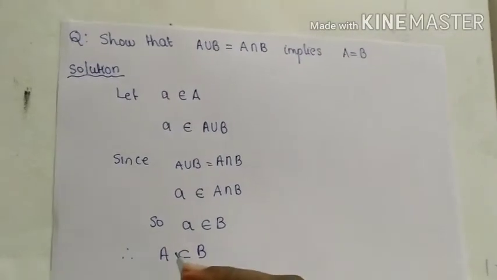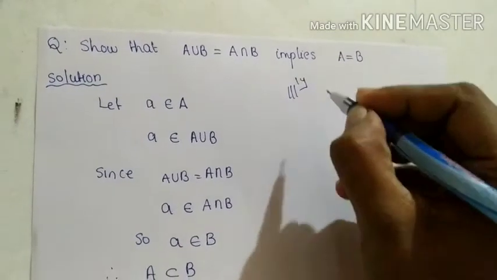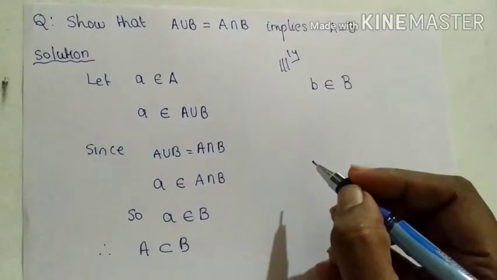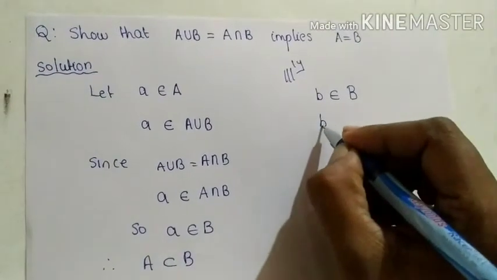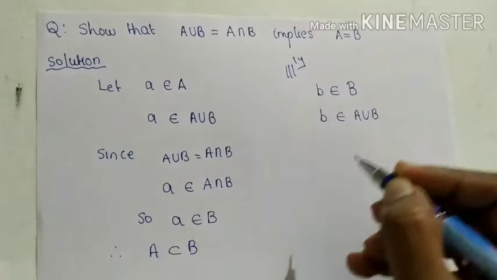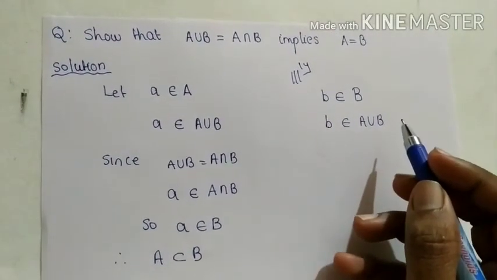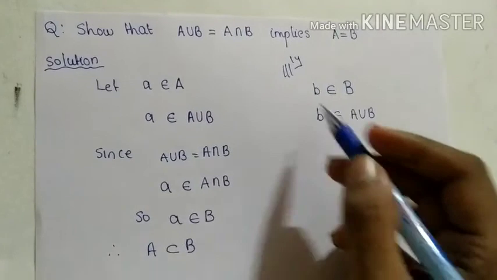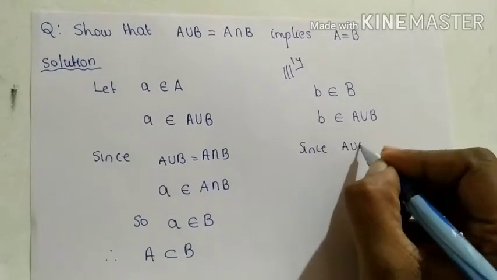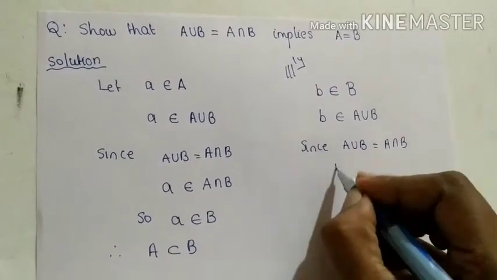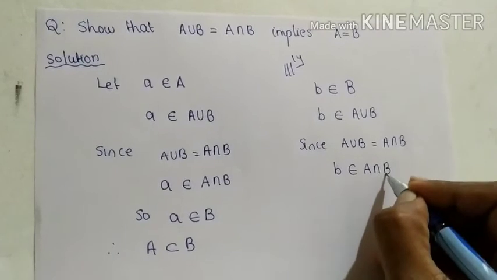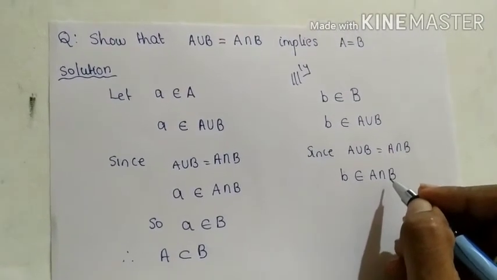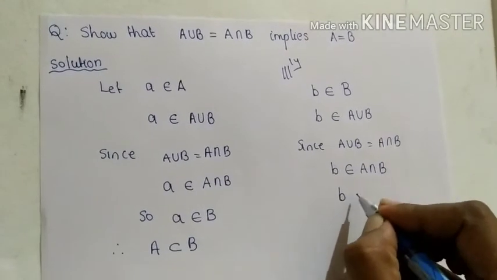Okay. Similarly, let us consider small letter b is an element of capital letter B. Then we can write b is an element of A union B. Union means the set consists of all the elements of A and all the elements of B. Since given that A union B is equal to A intersection B, b is also an element of A intersection B. Intersection means the elements which are common to both A and B. So we can write b is also an element of A.